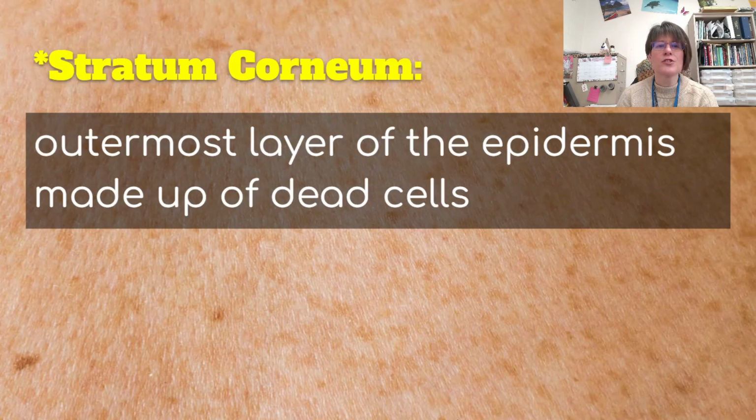There's also the stratum corneum. This is the outermost layer of the epidermis made up of dead cells. So for the most part, when you're looking at the outer surface of your skin, you are looking at dead cells, and that is why your skin also flakes off, because sometimes some of those dead cells come off.